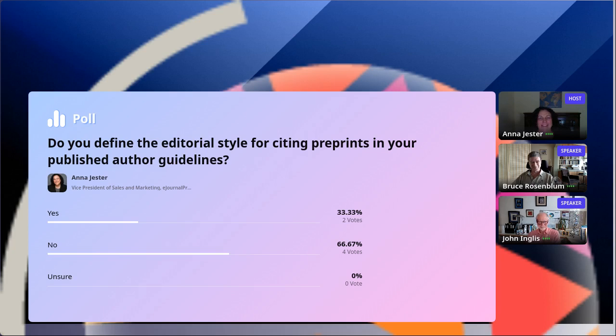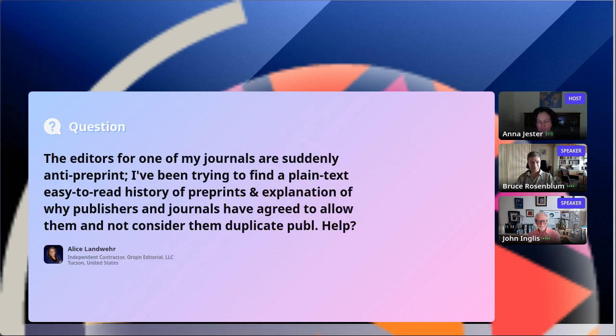So I'm going to quickly move over to the Q&A as well, and just note that we had one question here. The editors for one of my journals are suddenly anti-preprint. I've been trying to find a plain text, easy to read history of preprints, an explanation of why publishers and journals have agreed to allow them and not consider them duplicate publication. Can you help?